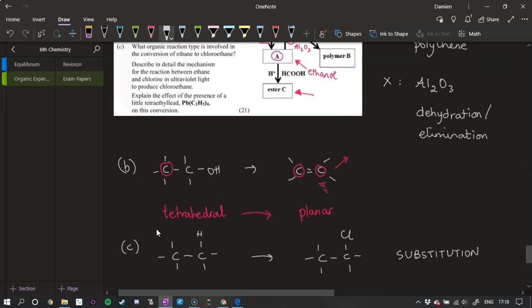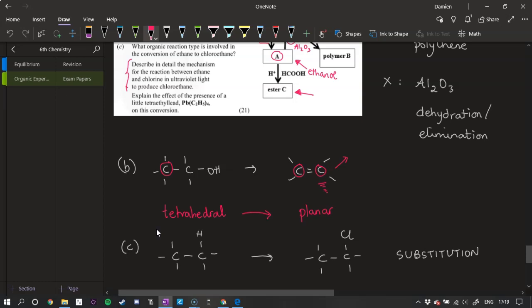will suffice. Then the next part: describe in detail the mechanism for the reaction between ethane and chlorine in ultraviolet light to produce chloroethane. Here, I'm not going to go through all the mechanism again. It was covered in the previous video. You need to learn the mechanism. You go through your initiation, your two propagations, and then finally your termination and how it ends.